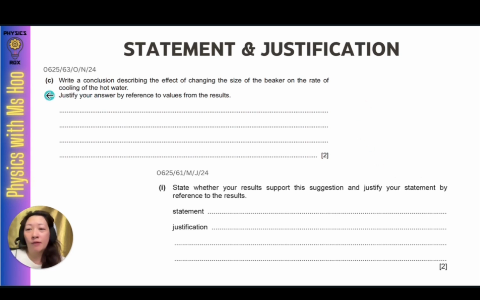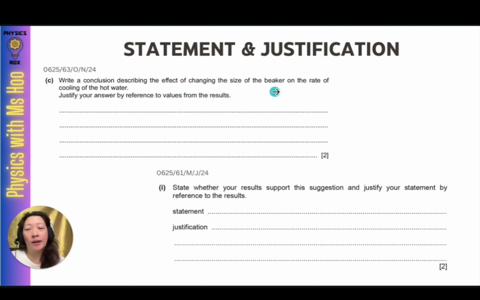For example, if you look at this question, write a conclusion describing the effect of changing the size of the beaker on the rate of cooling of the hot water. Justify your answer by reference to values from the results. So obviously you need to write a conclusion about how changing the size of the beaker will affect the rate of cooling of the hot water. The thing is, not only do you write a conclusion, you must justify the answer. So when they say justify your answer, you must mention values from the results.